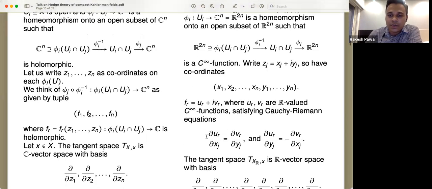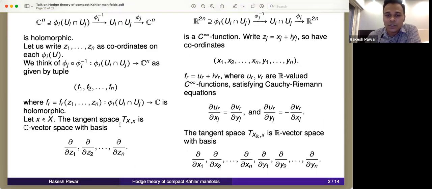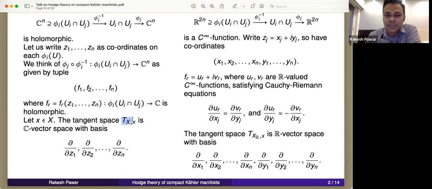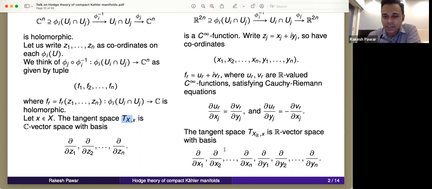Right, and in terms of the tangent vector space, it's the same tangent space, same vector space, but think about it as an R vector space, with the basis now given by d by dx1, d by dx2, up to d by dxn and d by dy1, up to d by dyn. And now there is a relation between these complex basis vectors and these. If you want to think about it as a tensor with C, there is a relation between these two.